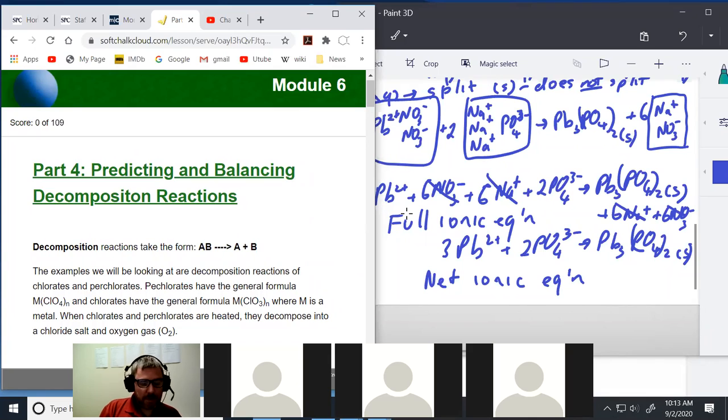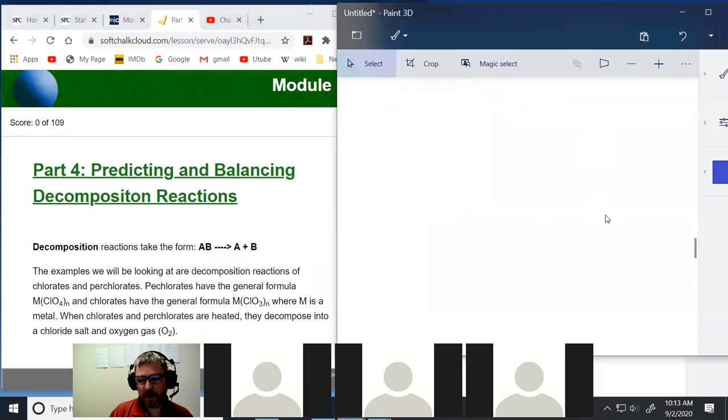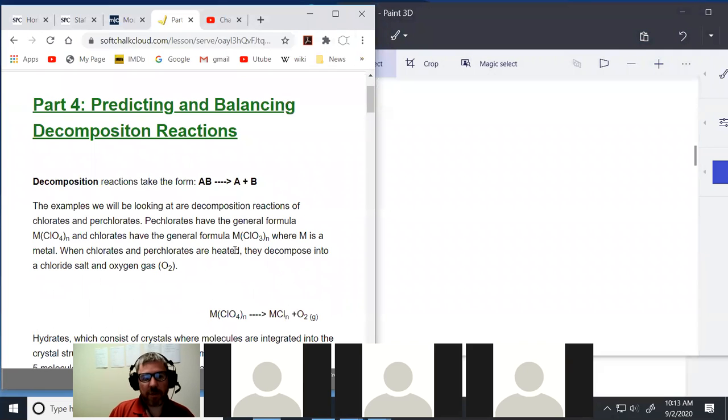Well, let's look at decomposition reactions. And there's actually a couple we're going to look at here. Now, a decomposition reaction is something where you've got two things that are joined together in a compound, and then when you heat them, they turn into two different things. They turn into things that were part of the original compound.